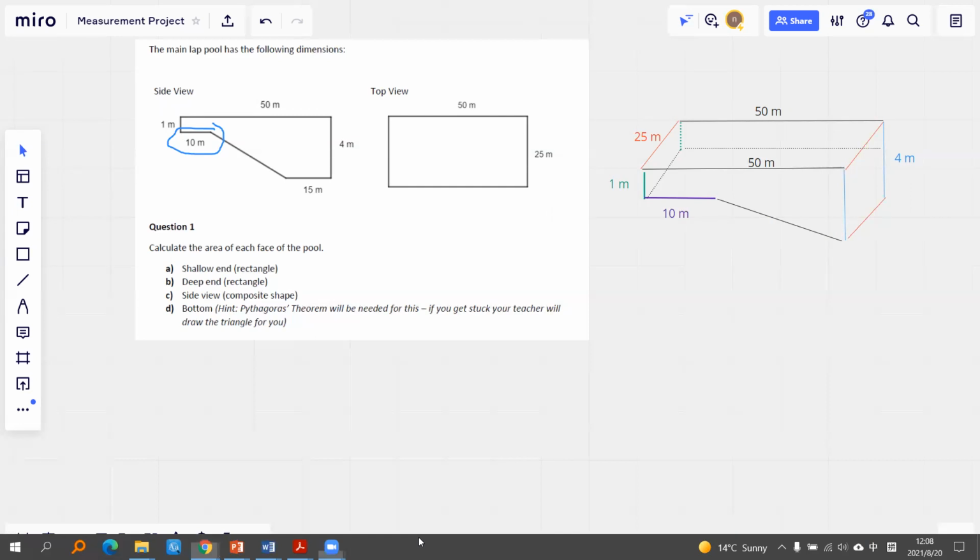Oh, 15 meter. Oh, yes. Thank you, Tiffany. Sorry, I forgot. We have one side that is 15 meter. I forgot that. So I just change this one like this.